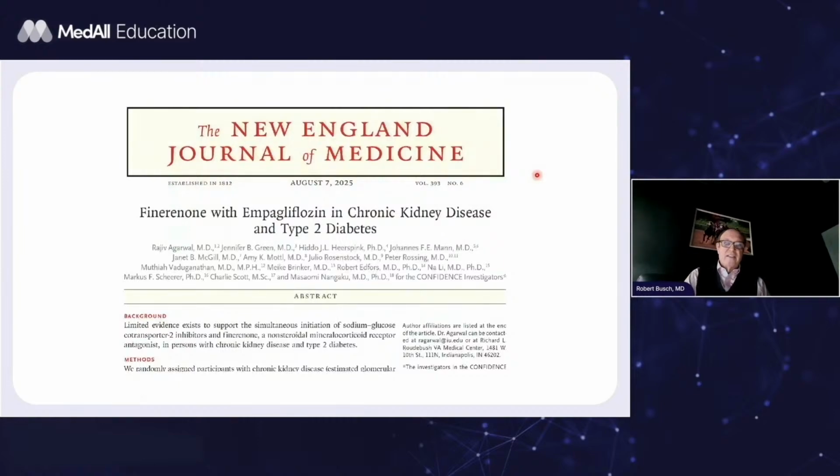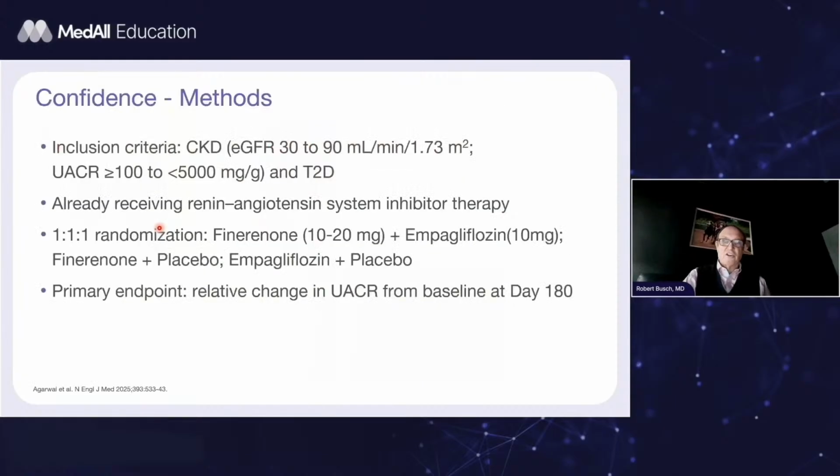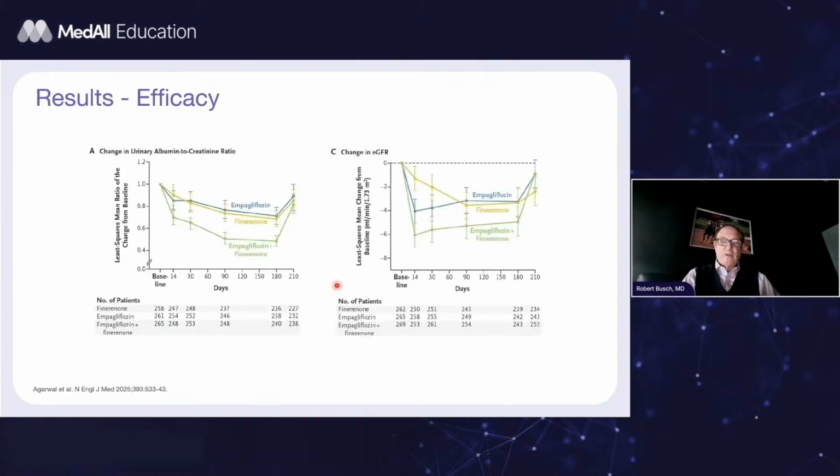So then there was a study called the Confidence trial, where they used finerenone along with empagliflozin, an SGLT2, and an aldo blocker. The aldo blocker would lower inflammation and fibrosis. The SGLT2 would constrict the afferent arteriole. Remember the RAS blocker, which they were all on, dilated the efferent arteriole. And these patients were already on a RAS blocker, and a third got finerenone, a third got empagliflozin, and a third got both together. And what did they find?